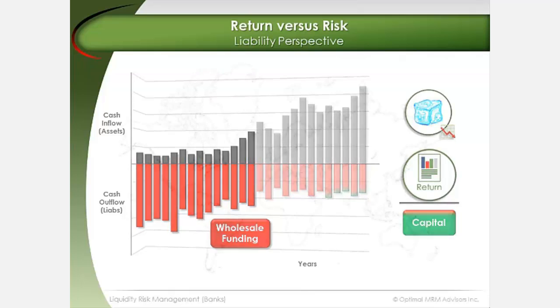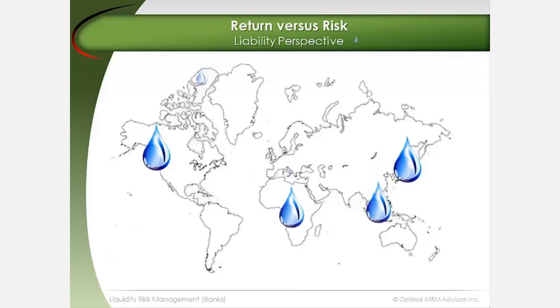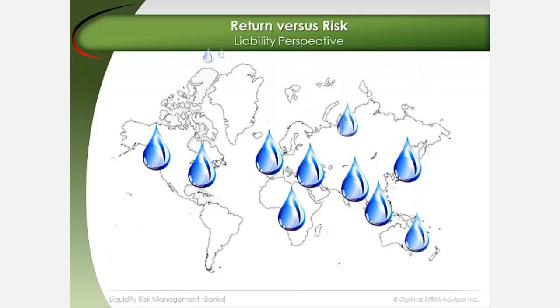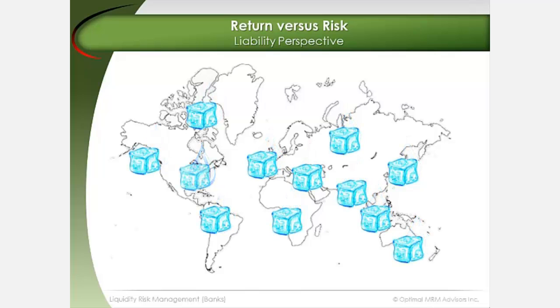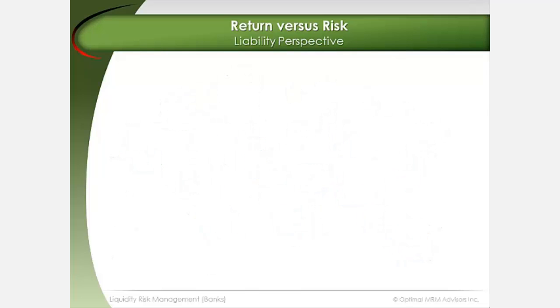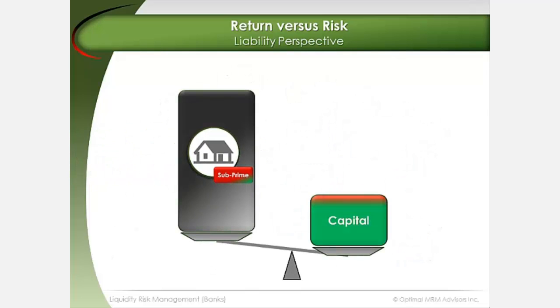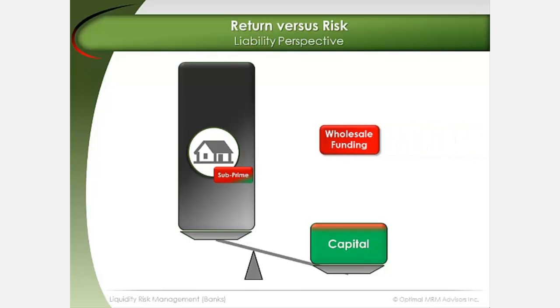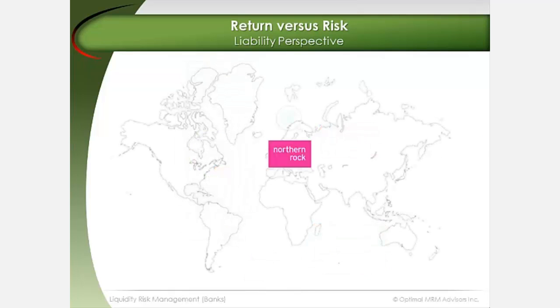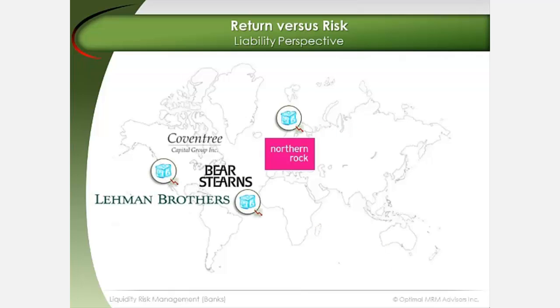Prior to this crisis, markets were buoyant and funding was readily available at low cost. As conditions reversed, liquidity became very expensive or evaporated altogether. A combination of excessive exposure to subprime mortgages, excessive balance sheet leverage, and over-reliance on short-term wholesale funding contributed to the bankruptcy of financial institutions such as Northern Rock Bank, Bear Stearns, Lehman Brothers, and Coventry Capital.